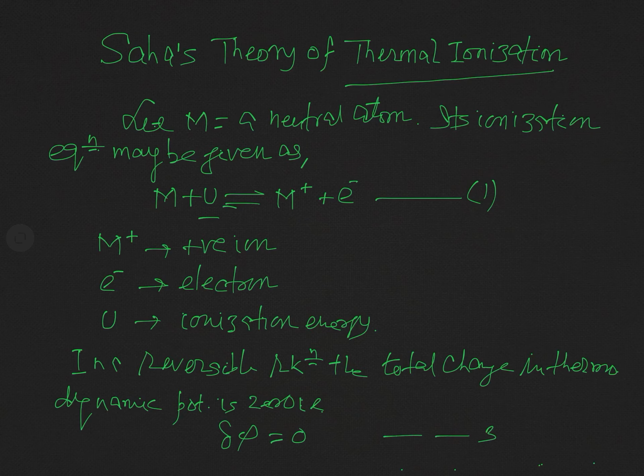And how this phi, the thermodynamic potential, is defined, we know from thermodynamics: we define phi as H minus TS, where H represents the enthalpy of the system, and this H is equal to U plus PV. So phi equals U plus PV minus TS, equation 2. In this equation, the terms have their usual meaning: U is internal energy, P pressure, V volume, T temperature, and S entropy.